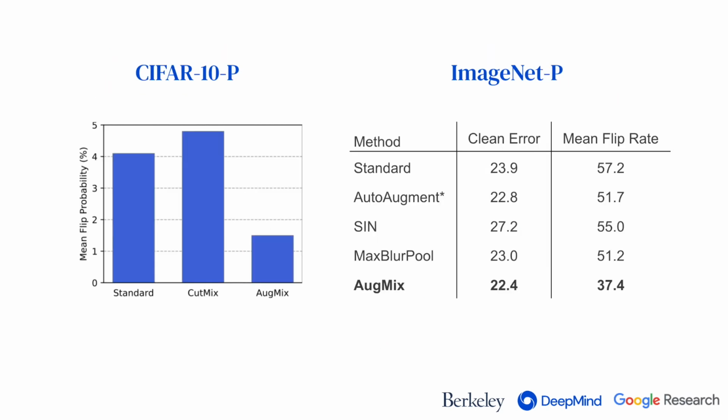Finally, we present our findings on 2 prediction stability benchmarks, CIFAR-P and ImageNet-P. CIFAR-P and ImageNet-P sequentially perturb each test image. The measure of interest here is mean flip rate, or MFR, which is an average of top 1 flip probability, first normalized by AlexNet performance. AugMix also drastically improves prediction stability by 60% on CIFAR-P and by 20% on ImageNet-P.